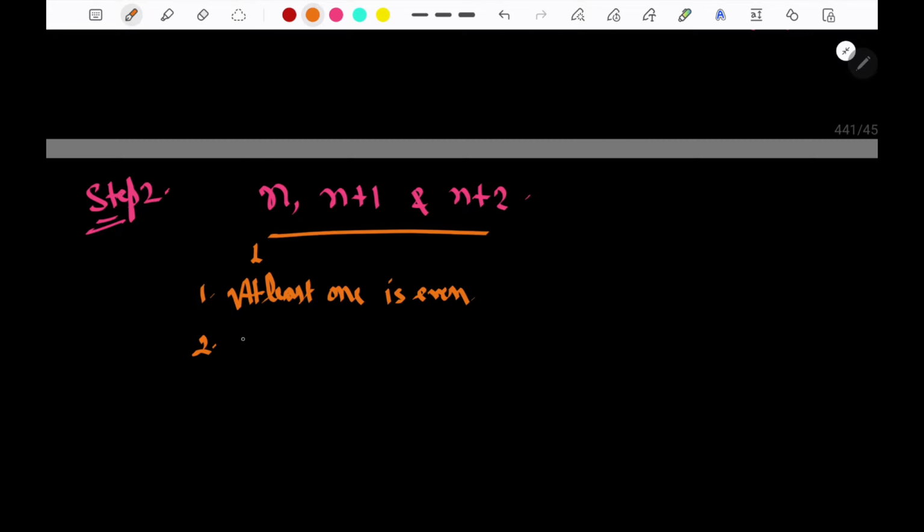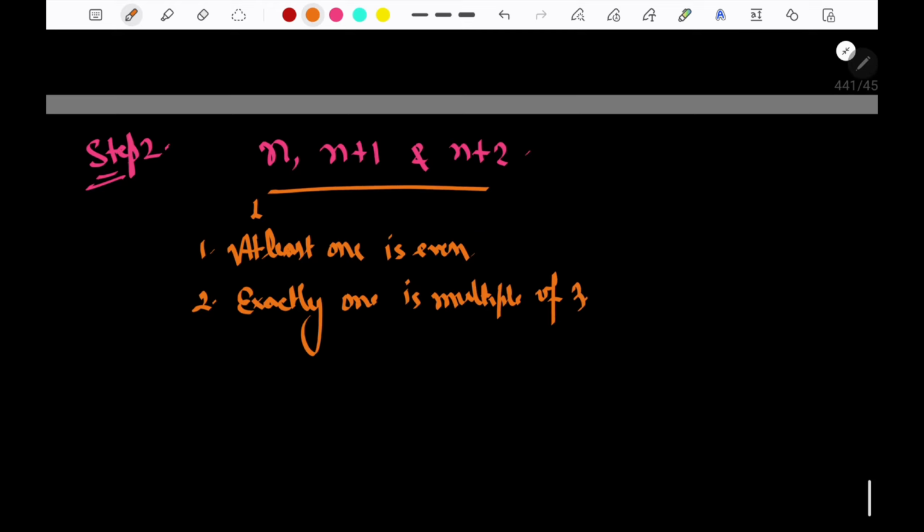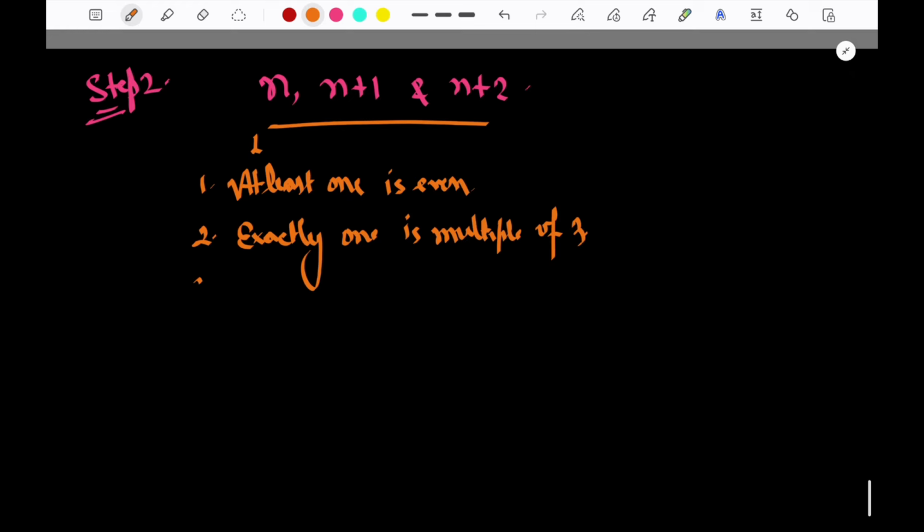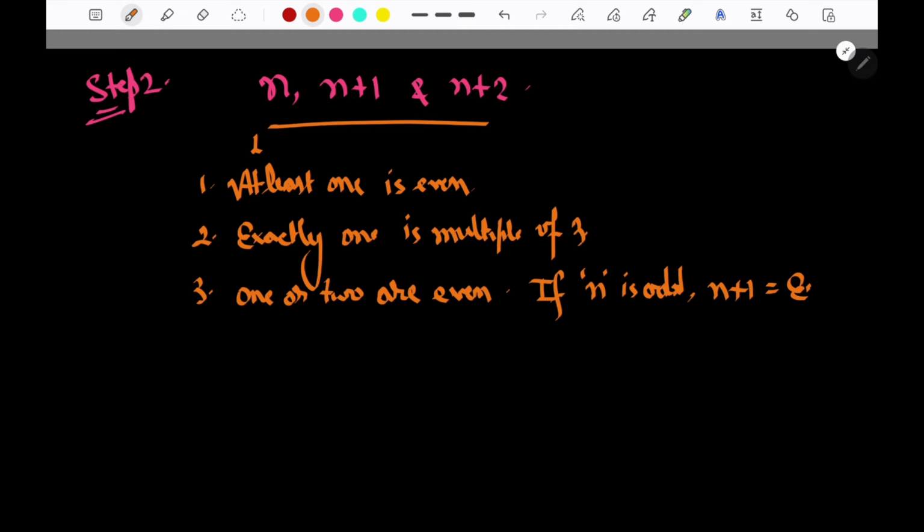Now there are 3 consecutive integers, and exactly 1 is a multiple of 3. And 1 or 2 are even, at least. Why? If n is odd, n plus 1 is even. If n is even, n plus 2 is again even. So remember, either 2 are even or 2 are odd, but a minimum of 1 is even and 1 is a multiple of 3.